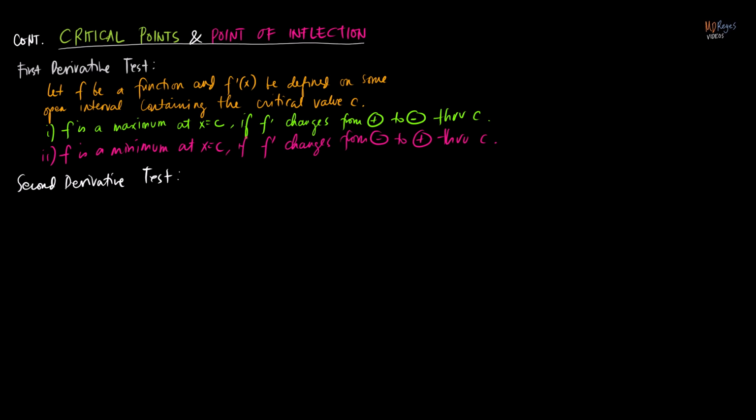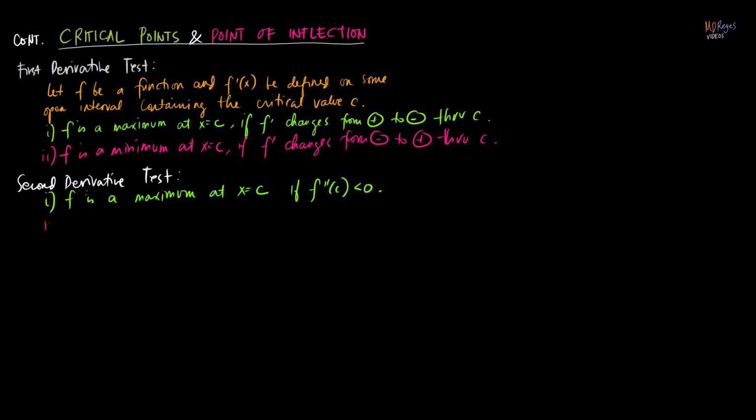As I said, this one is easier, but it doesn't always work. It's called the second derivative test because this uses the second derivative of the function. So f here is still a function and f prime is still defined on some open interval containing a critical value c. We conclude that f is a maximum at c if f double prime of c, the value of the second derivative of the function at the critical value c, is less than 0, or a negative number.